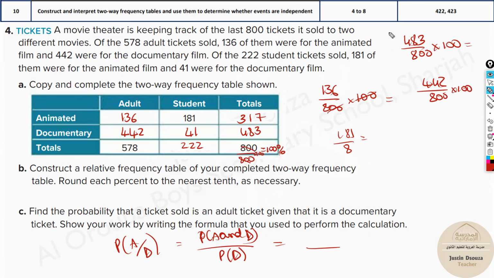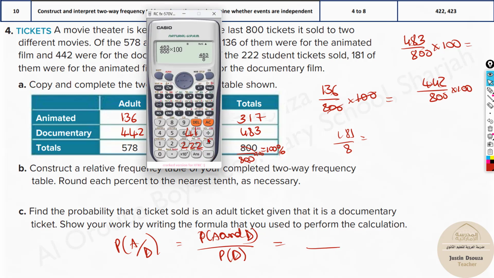So we will use the calculator now. I've just typed in this equation over here. We are getting 60.375, but they have told nearest tenth. So I will write it over here as 60.4%. So the probability of an adult ticket given a documentary ticket is 60.4%.